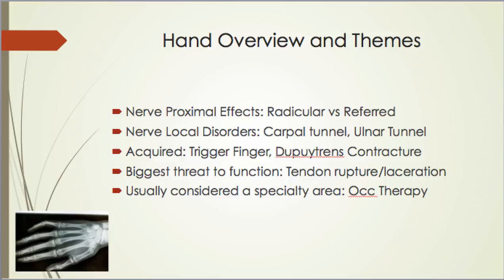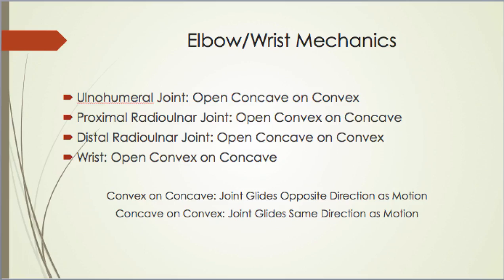syndrome, and ulnar tunnel syndrome in the palmar side of the hand, on the ulnar side of the hand, is also relatively common. Acquired disorders include trigger finger and Dupuytren's contracture. We're not going to cover those now, but you'll see them in musculoskeletal. The biggest threat to function is tendon rupture or laceration. So folks that have a tendency for tendon rupture are rock climbers, for example, or people who obviously work with sharp knives and equipment. And like I said, it's usually an area of specialty for occupational therapy.